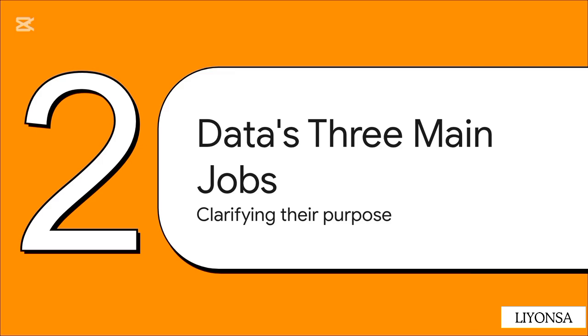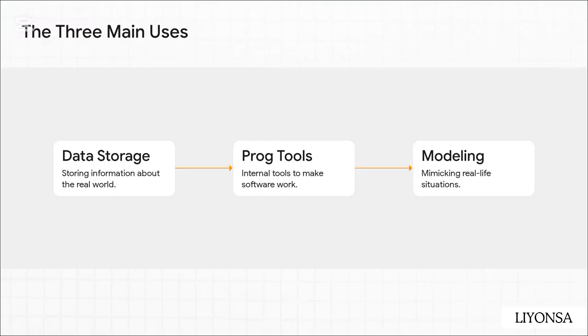So, what jobs do these tools actually do? Well, their uses can pretty much be boiled down to three main categories. And breaking it down like this really helps clarify their purpose. Okay, so first, they store information about the real world. Second, programmers use them as these internal, behind-the-scenes tools to make software actually work. And third, in their most advanced form, they can actually model complex real-life systems.